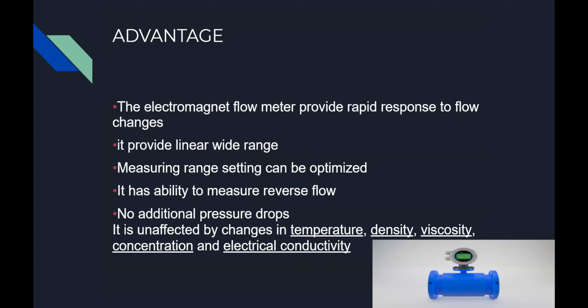I would like to present about the advantages of using an electromagnetic flow meter. First advantage is that the electromagnetic flow meter provides rapid response to flow change. Second, it provides a linear wide range. Third, the measuring range setting can be optimized. Fourth, it has the ability to measure river flow. And the last is no additional pressure drop. It is unaffected by changes in temperature, density, viscosity, concentration, and electrical conductivity.